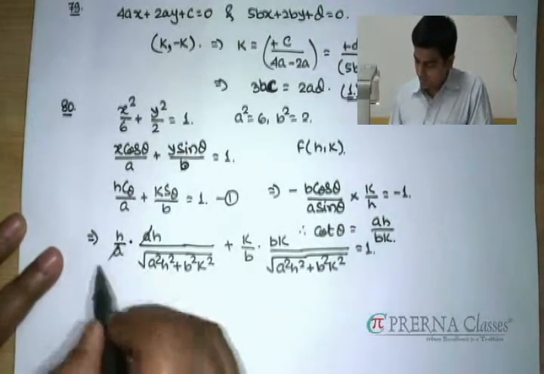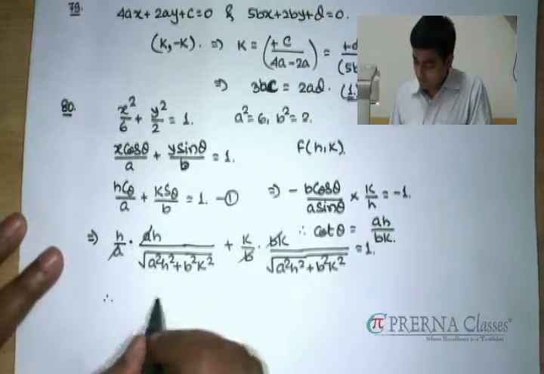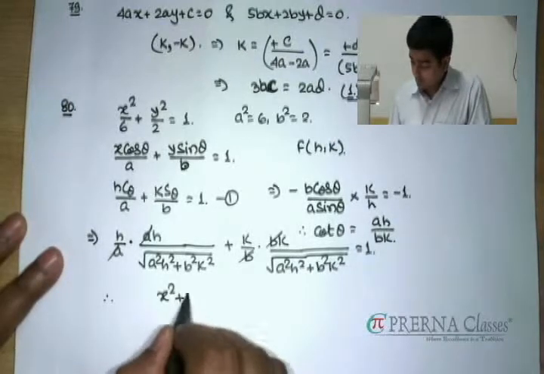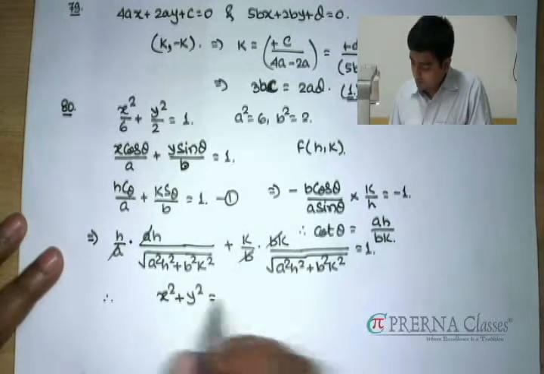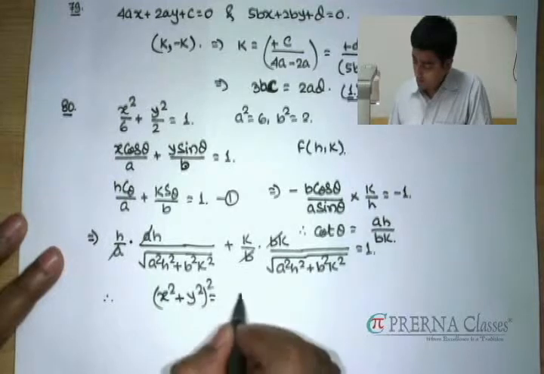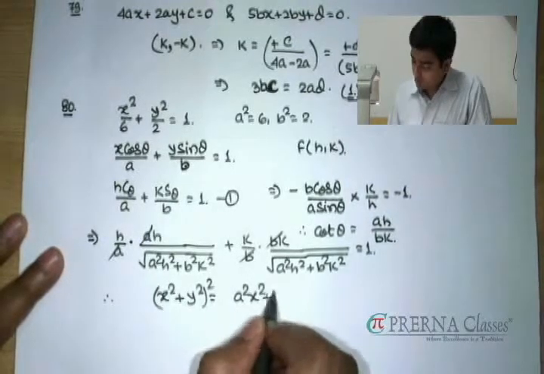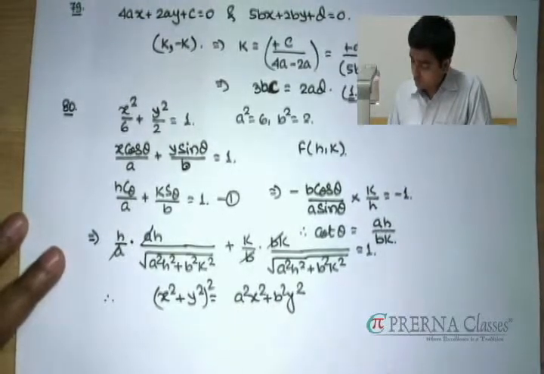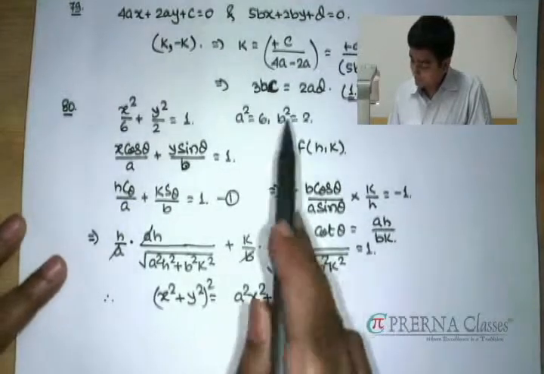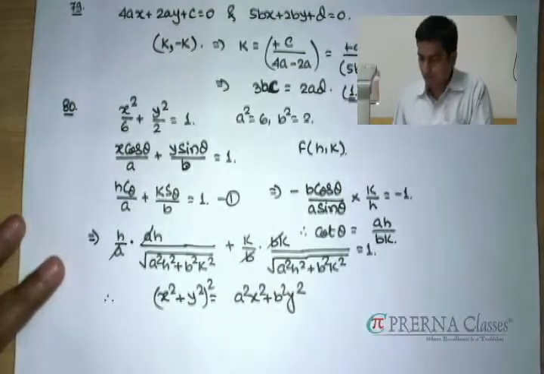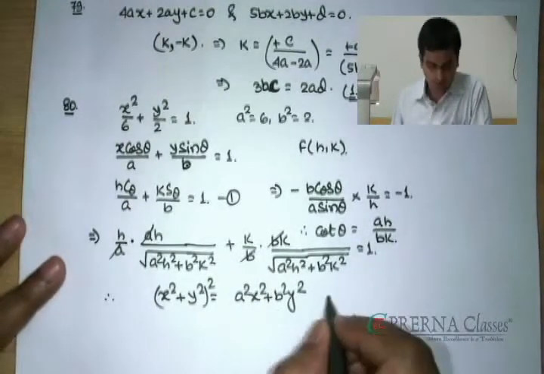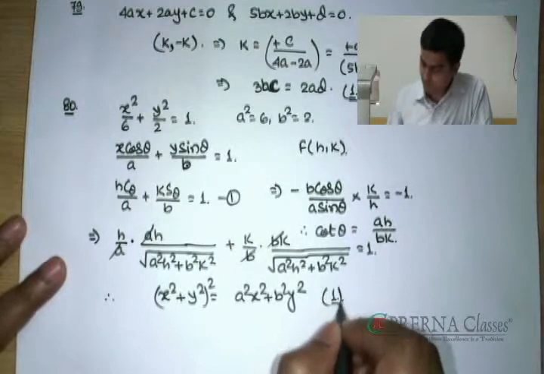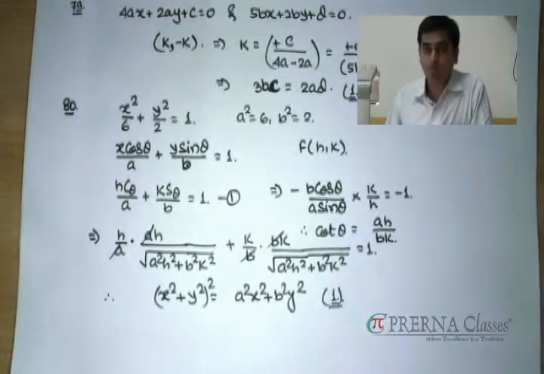All you need to do is simplify this whole matter, and clearly check that we have (x square plus y square) whole square equal to a square x square plus b square y square. After substituting the value of a square as 6 and b square as 2, check it's matching perfectly with option A. Fine, in the next problem we have one information about a circle, center and radius is given to you.